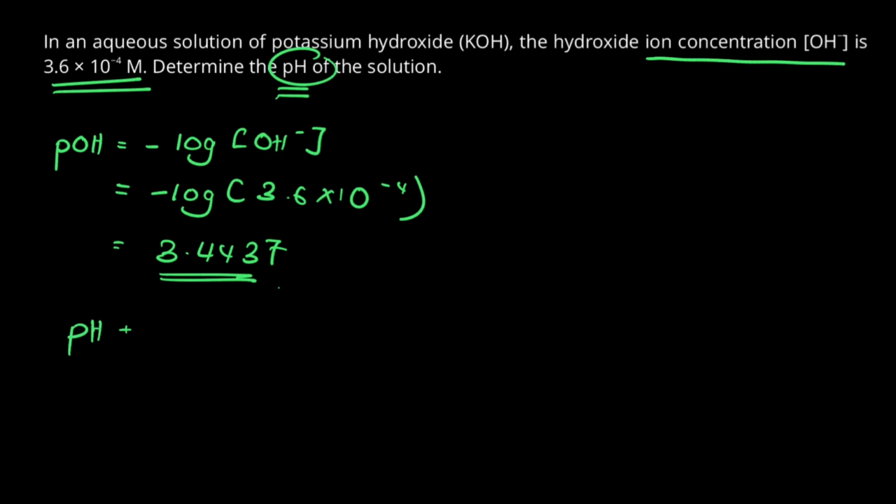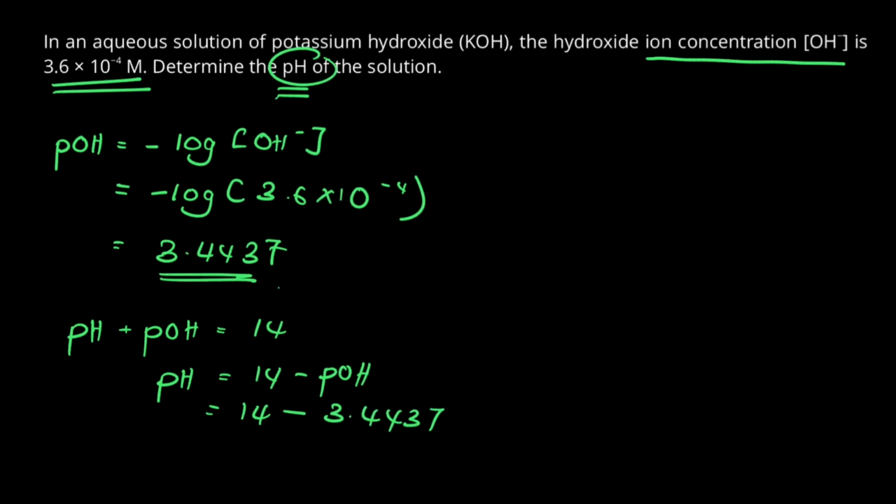So pH plus pOH is equivalent to 14. Therefore, your pH is equivalent to 14 minus pOH. 14 minus 3.4437. Therefore, you will get your pH is equivalent to 10.5560. So this is the final answer for this question.